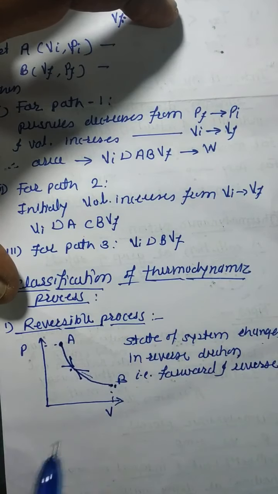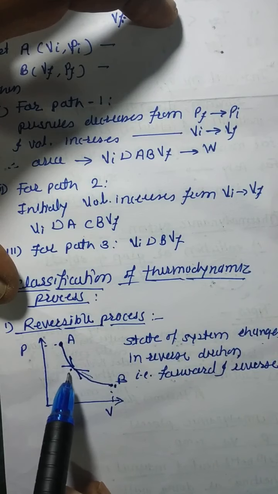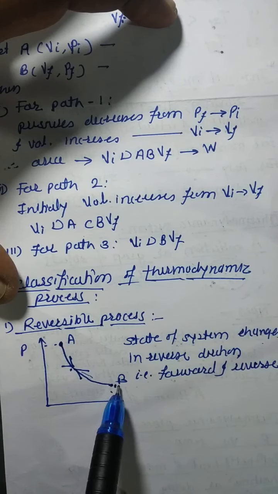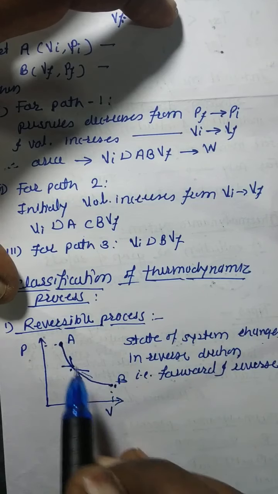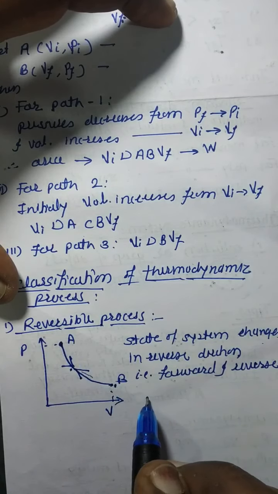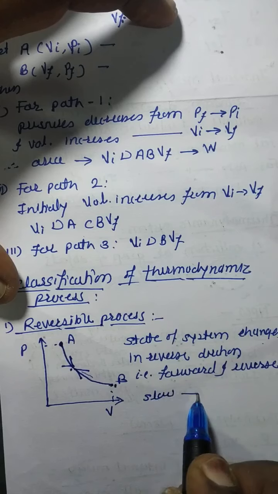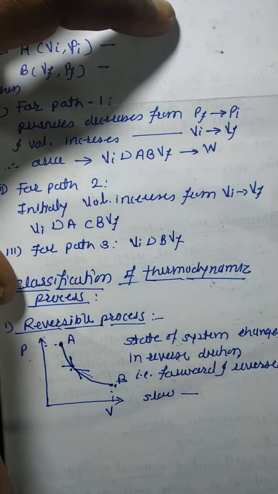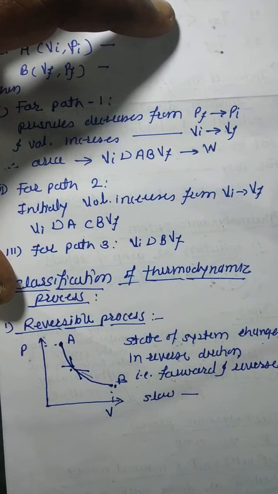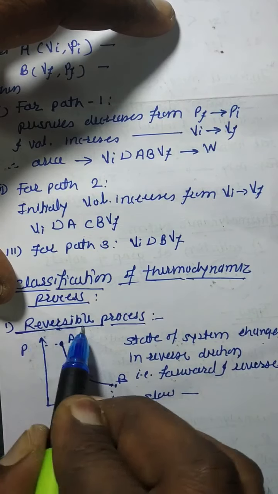directions are same. म्हणजे ज्या डायरेक्शनने फॉरवर्ड चेंजेस होत असतात त्याच डायरेक्शनने रिव्हर्स पण चेंज होत असतात. This process is slow and therefore there is no change in internal energy of system, and therefore this process is called as ideal process. This is about reversible process.